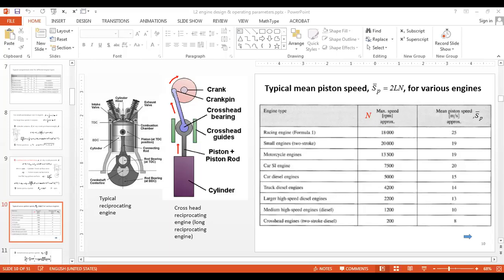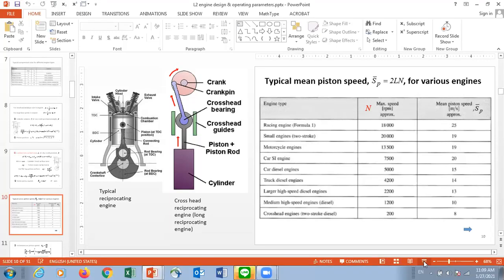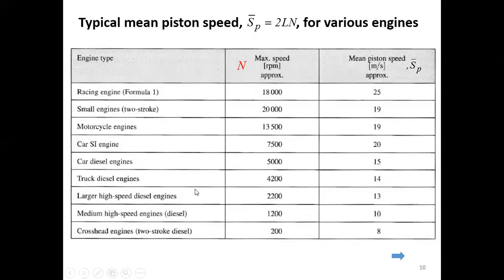So that is called the crosshead engine, and as the maximum speed reduces, the maximum mean piston speed also reduces.